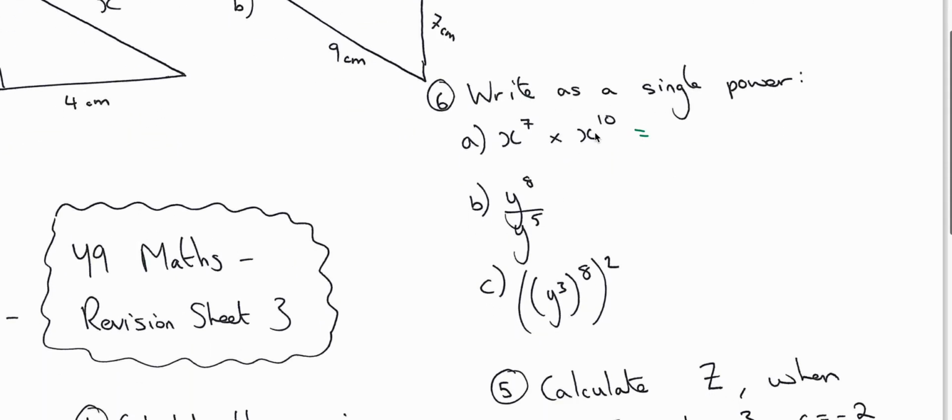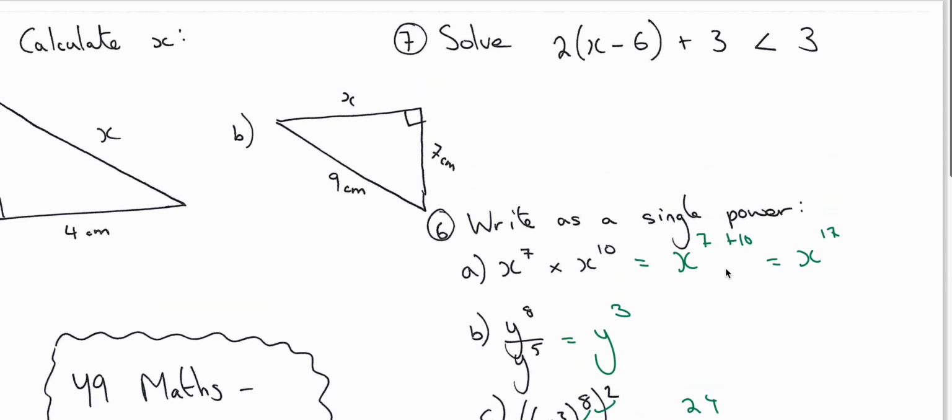Okay, next up, x to the 7 times x to the 10. Remember, when you're multiplying, you add the powers. So it's x to the 7 plus 10, which is x to the power of 17. The next one is y to the 3. And the next one, times all the numbers together. 3 times 8 times 2 is y to the power of 24.